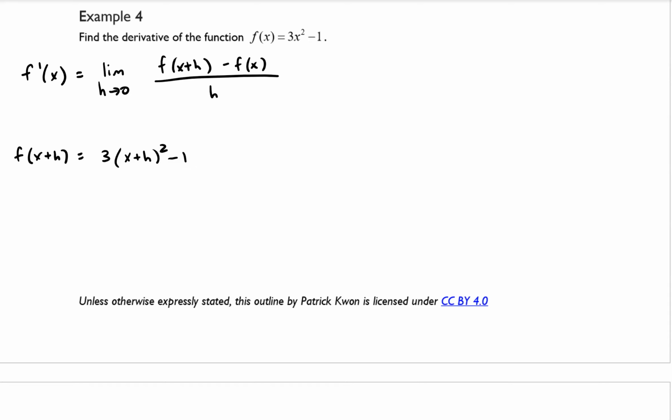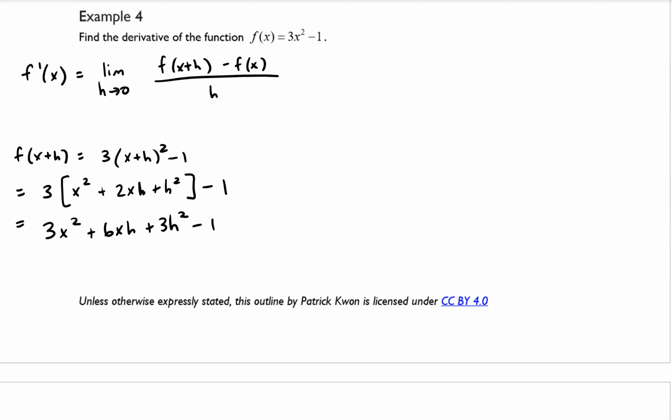Okay, so we have f of x plus h equals 3 times the quantity x plus h squared minus 1. And I'm going to go ahead and write that out. So I want to FOIL or expand x plus h squared. So if I do that, that gives me x squared plus 2xh plus h squared minus 1. And then I'm going to go ahead and distribute the 3 in. So that gives us 3x squared plus 6xh plus 3h squared minus 1.